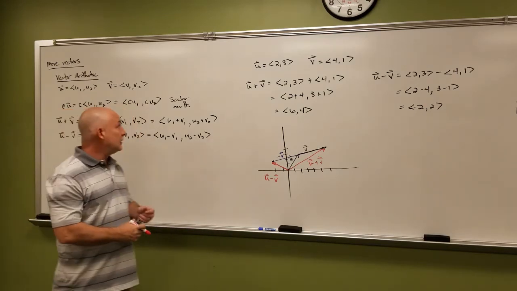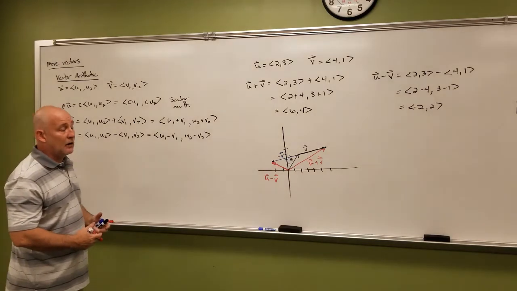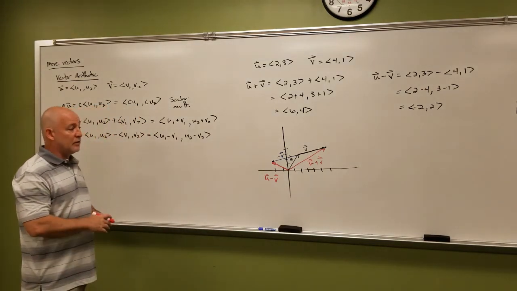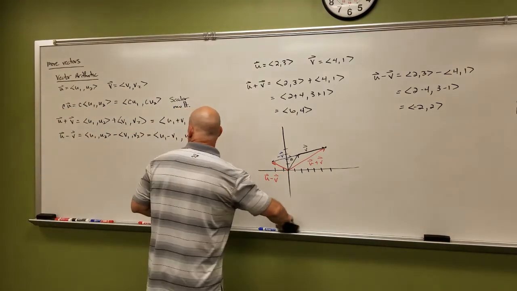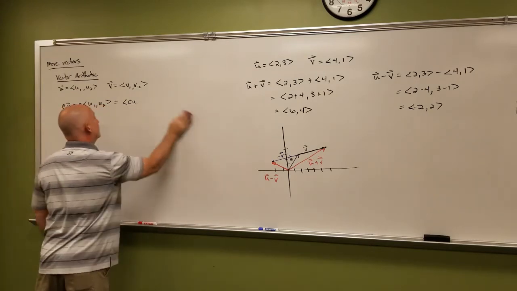All right, so you'd think now that we had scalar multiplication and addition and subtraction, that the next thing I would talk about would be multiplying vectors. Well, multiplying vectors is actually a pretty big topic all on its own, so we're not going to do that right now. So let's move on to just a few properties of vectors.